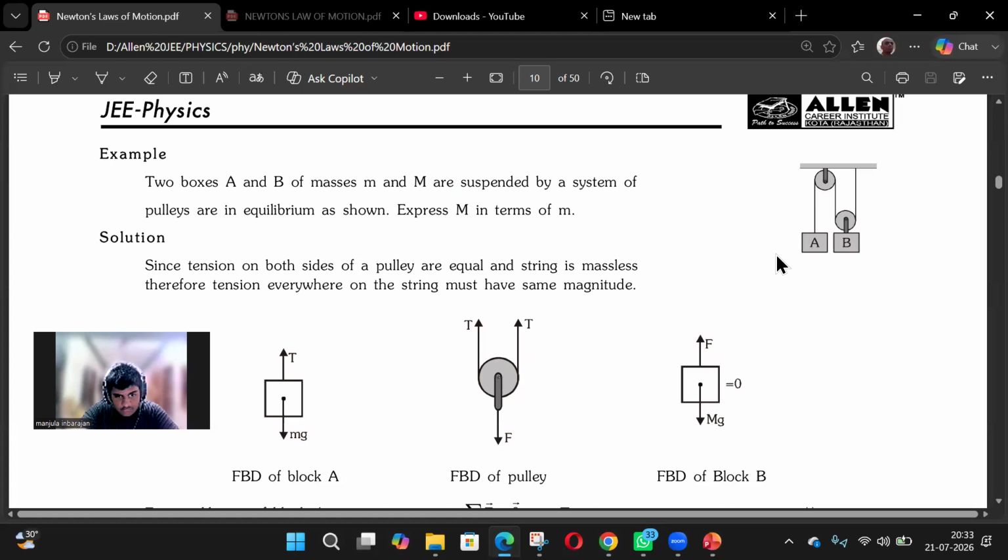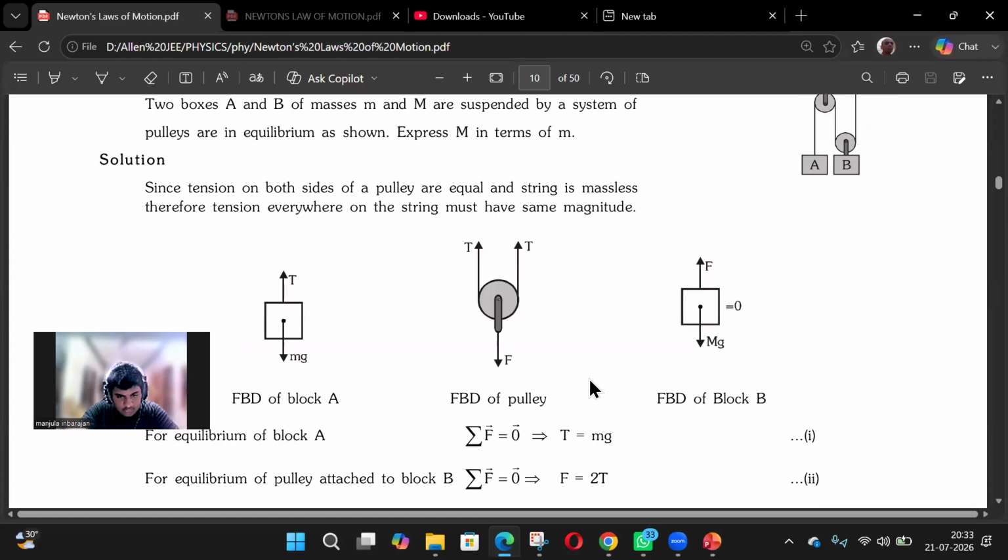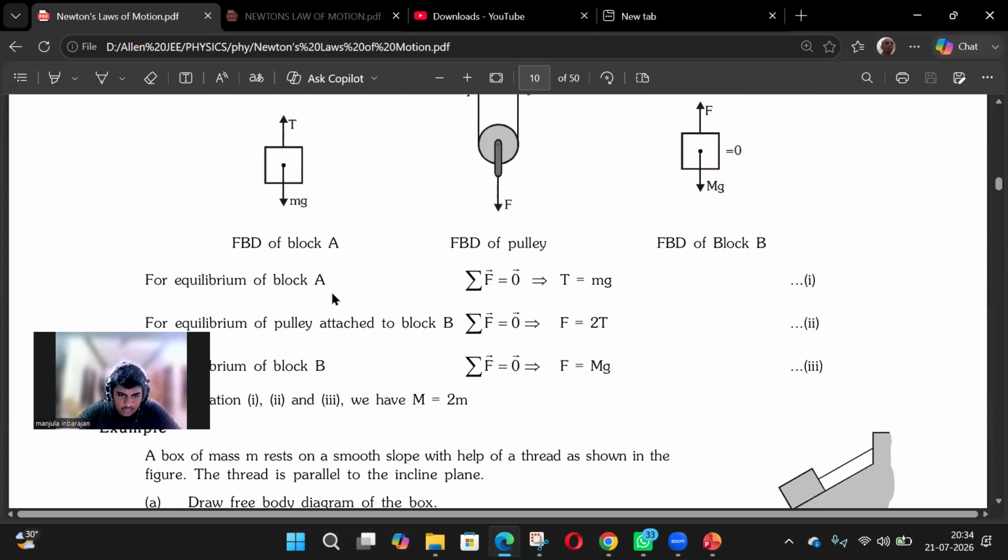And this force is the force acting on this B. So F equal to Mg. So this F is 2T. So 2T is supporting Mg and T is supporting mg. So M can be more, and M is double the small m. Clear? Yes, sir.